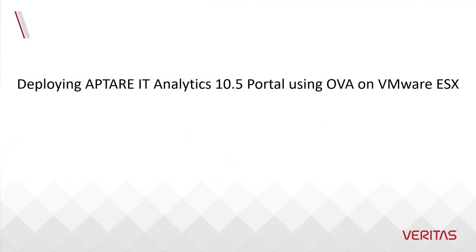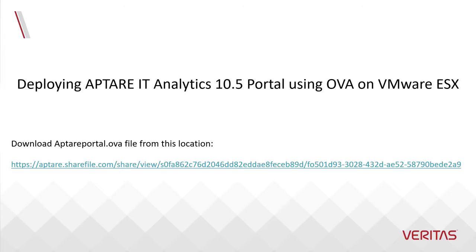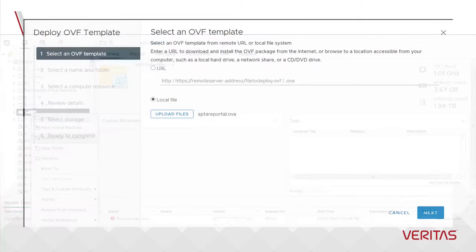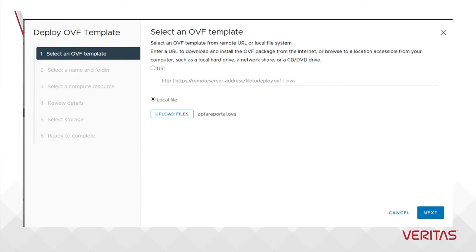For OVF deployment, first you need to download the APTARE OVA from this location. Once the file has been downloaded, deploy the OVA on vCenter using the Deploy OVF Template option. Select the OVF template from the location you have it. It could be either a remote URL or a local file system.